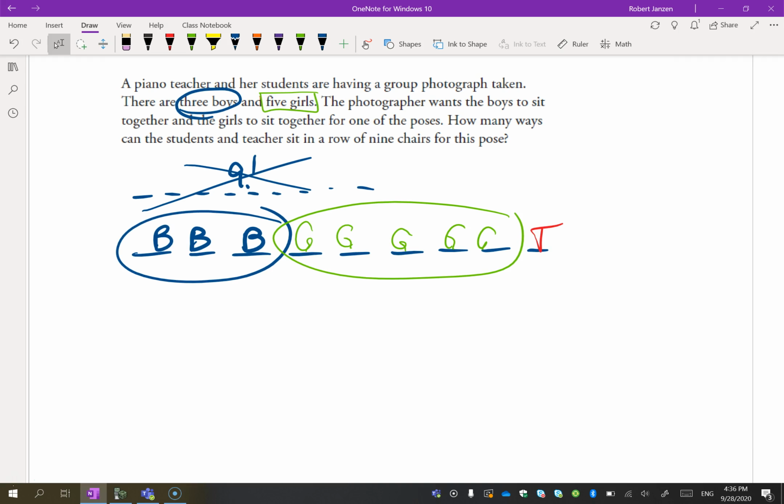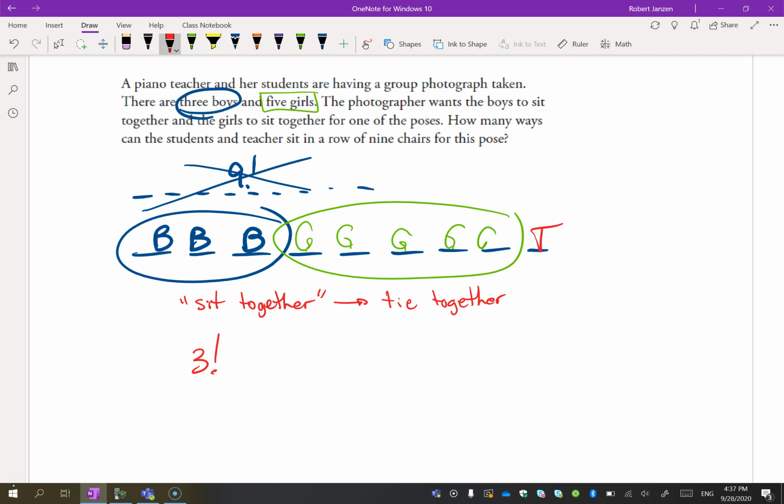Okay? Whenever you have "sit together" or "group together" or whatever, I always think of tying them together and making them one item. Okay, so let's consider this. If the boys are one item and the girls are one item and the teacher, really there's 3 factorial ways to rearrange these 3 groups.